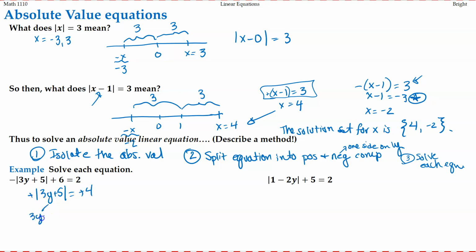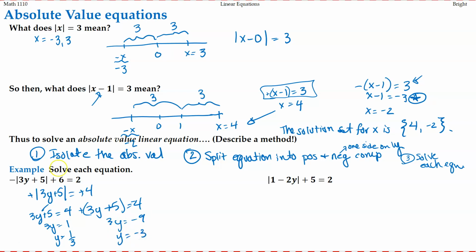Okay, so we get 3y plus 5 is equal to 4, and I'll put a negative here, negative of 3y plus 5 is equal to 4, and then move the negative over. Okay, positive and negative. Okay, subtract 5, 3y is equal to 1, and then y is equal to 1/3. Okay, and the next one, subtract 5, negative 9, 3y is equal to negative 9, and then divide by 3, y is equal to negative 3.